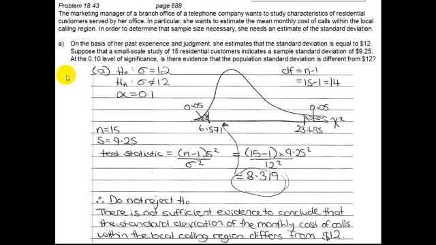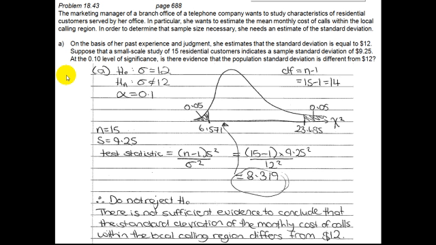So now if we have a look at part A, on the basis of her past experience and judgment, she estimates that the standard deviation is equal to $12. So that's her starting point. Suppose that a small-scale study of 15 residential customers indicates a sample standard deviation of $9.25. At the 10% level of significance, is there evidence that the population standard deviation is different from $12?